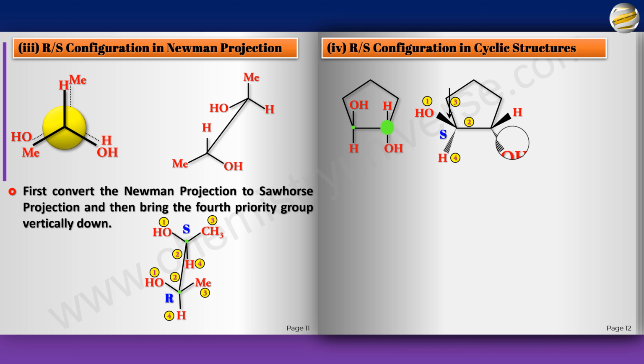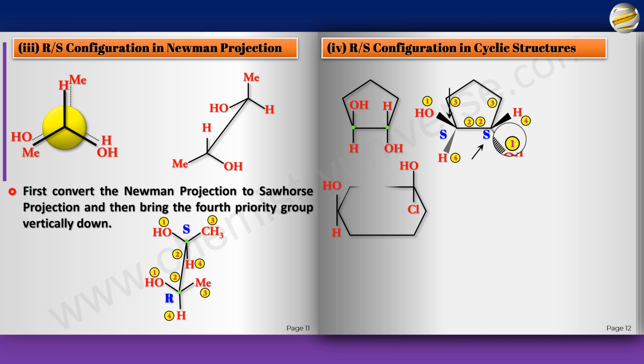Look at this one. Second one. 1, 2, 3, 4. Look at it from here. Now go from 1 to 2, 2 to 3, back to 1. It is again S. If you're not able to figure this out, go back, pause the video, do it on your own, try as much as you want.